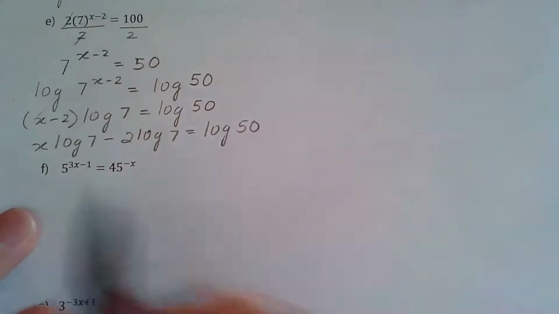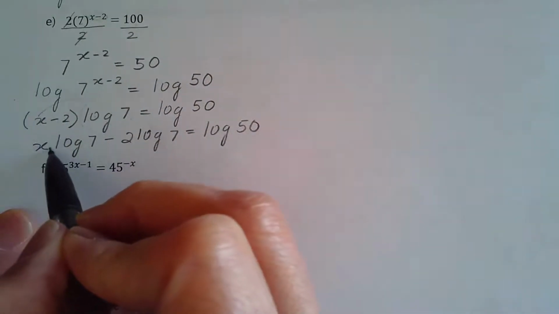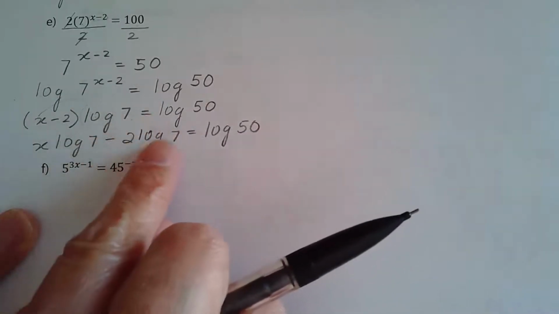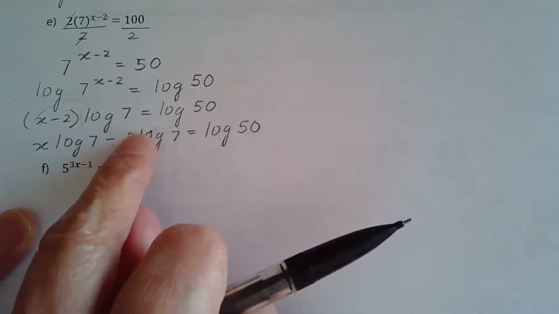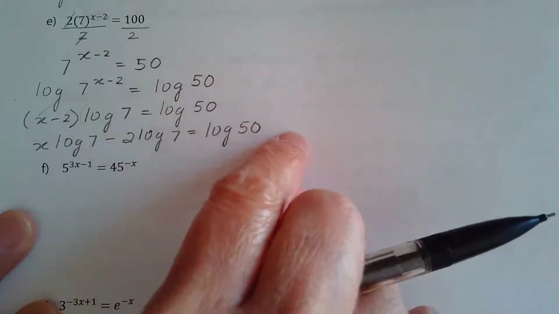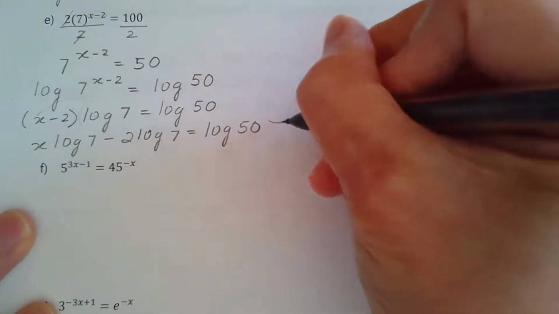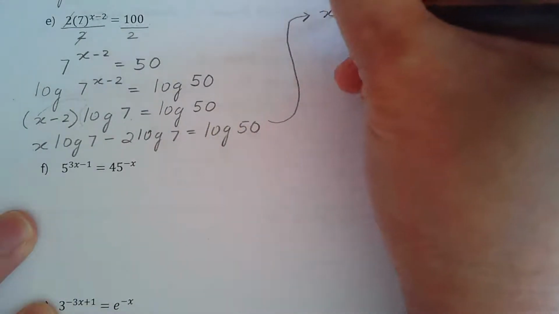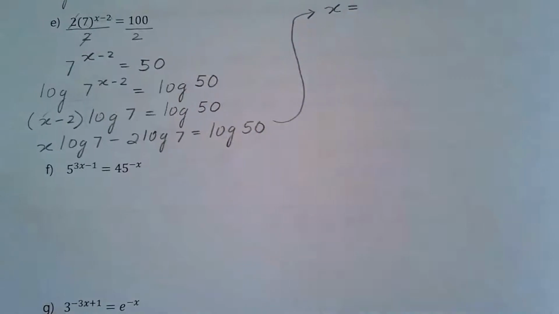Okay, so where the x variable is on this side, this is just a number. We'll bring this to the other side of the equation. So let's go ahead and do that. So it becomes x equals, oops, forgot something.